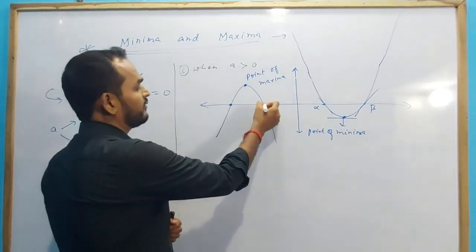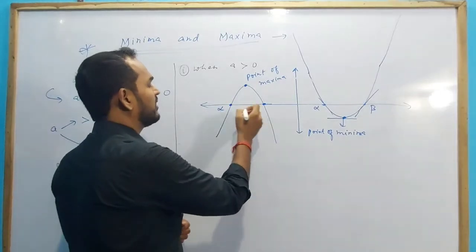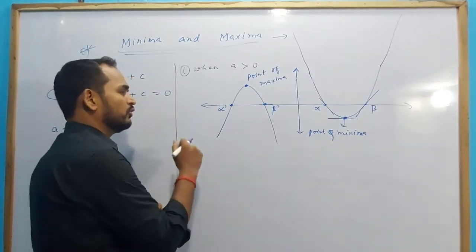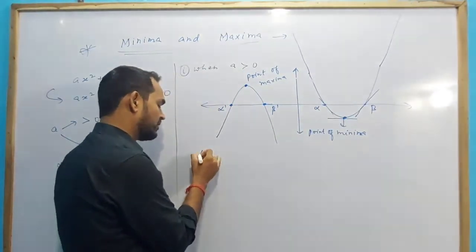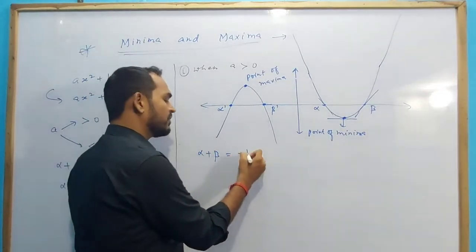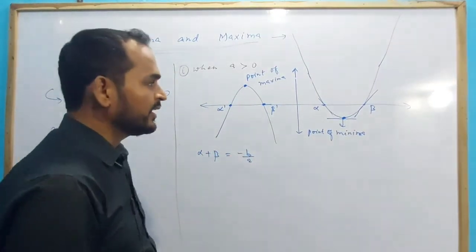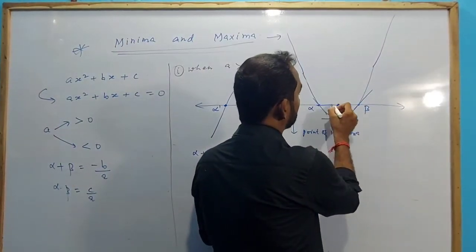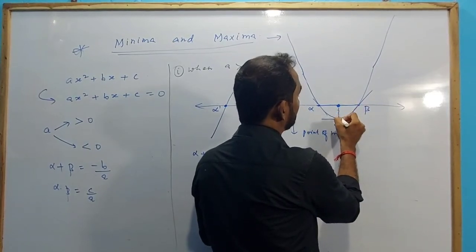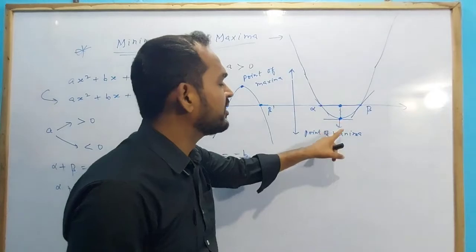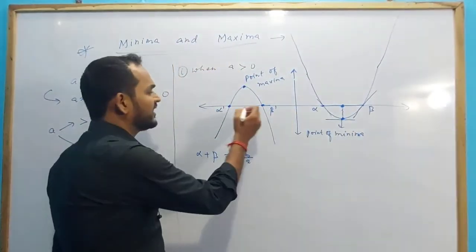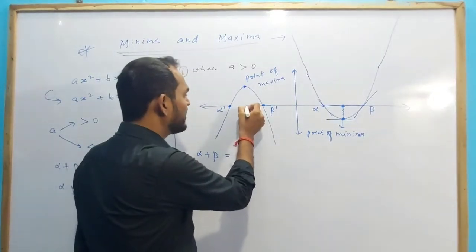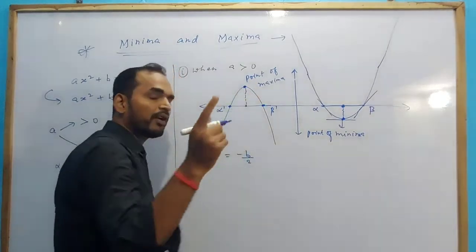Let's say here we start. Let's say it is also alpha dash and beta dash. This is alpha, beta. You know very well that alpha plus beta is equal to minus b upon a. So you can see that the average of alpha and beta will be the midpoint on this axis, and where this midpoint touches the graph will be the point of minima in this case. And again for alpha dash, beta dash, the midpoint will be alpha dash plus beta dash upon 2, and where it touches the graph, that point will be the point of maxima.